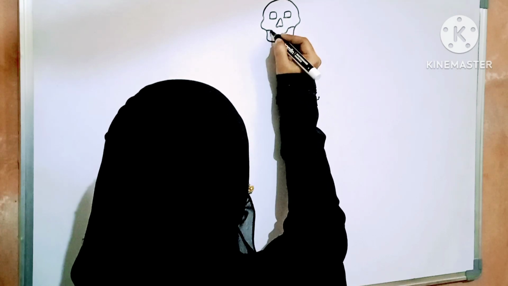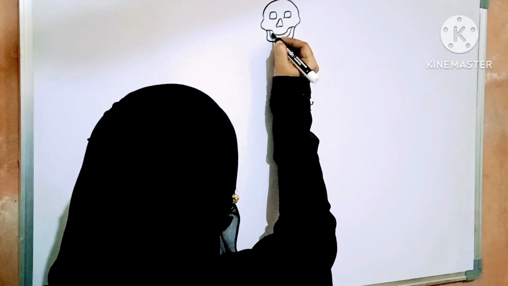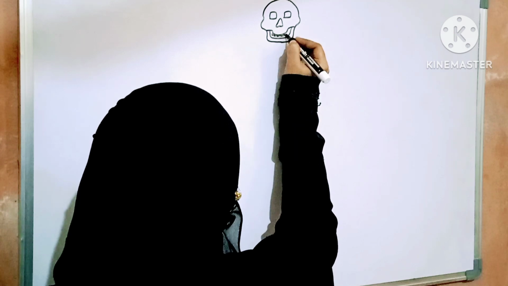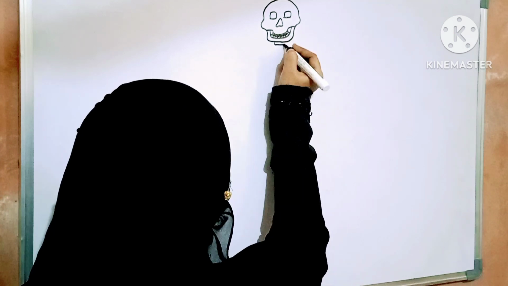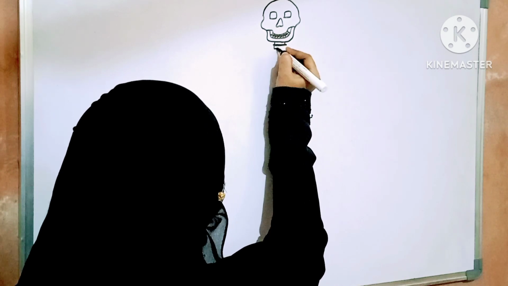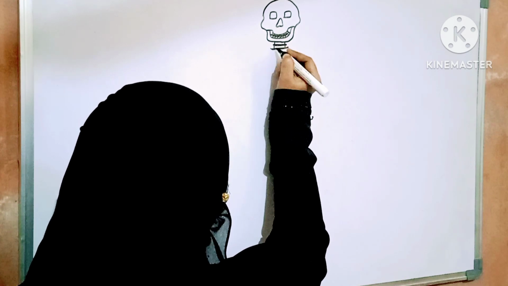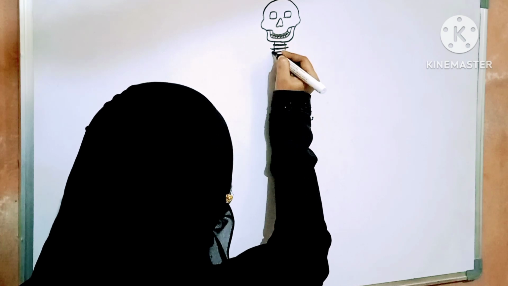Let us see them. The skull. The bone structure of a head is known as a skull. It is made up of 22 bones. What are the uses of these bones? 8 bones protect the brain and the remaining 14 bones make up the face.